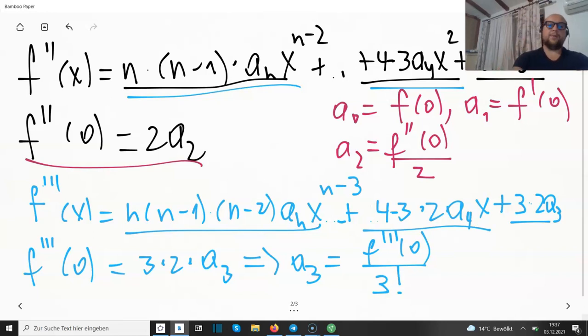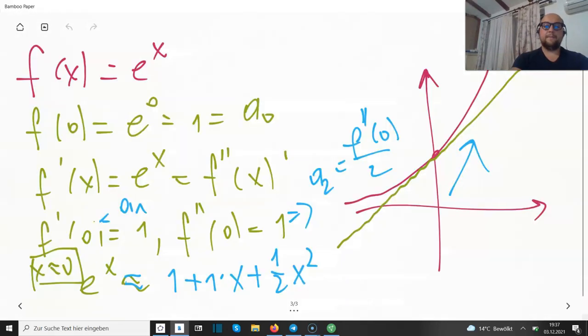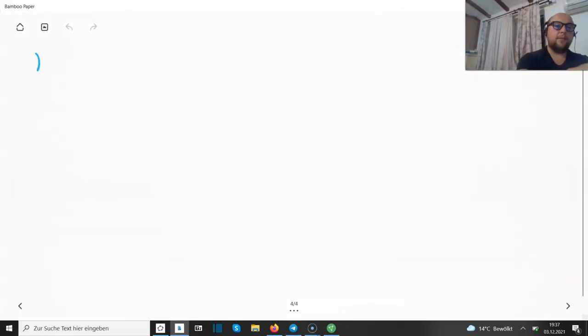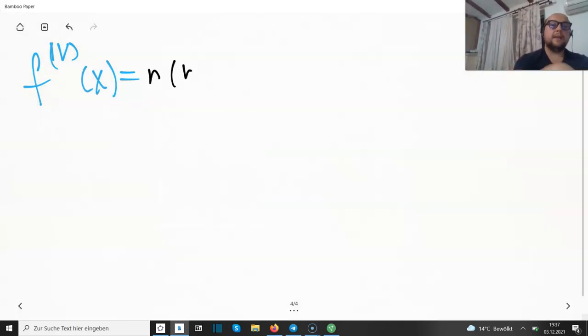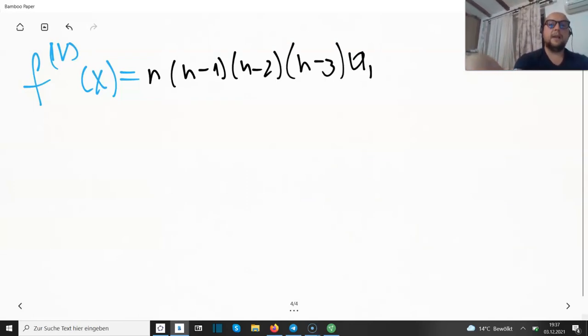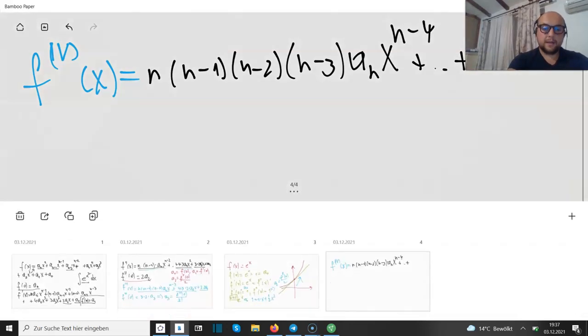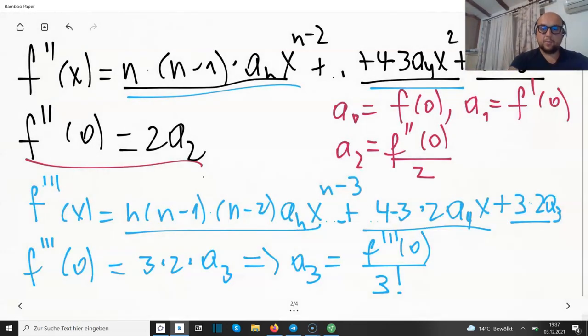So what about the fourth derivative? The fourth derivative, we write with Roman numbers in parentheses, in order to make sure that we understand that this is the derivative of x. What would that be? As you can see, we had n previously, then n minus 1, now n minus 2, and now we have n minus 3. So this is truly the case: an times x to the power of n minus 4, and so on. And then, let's come back here.